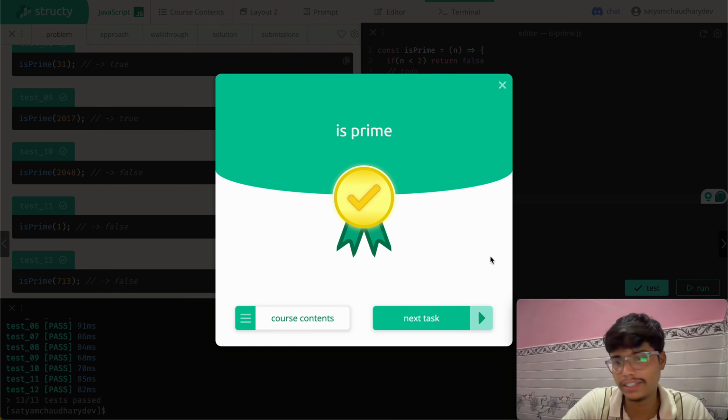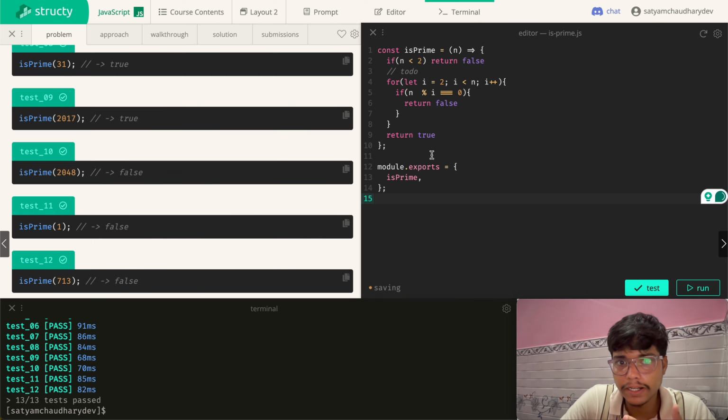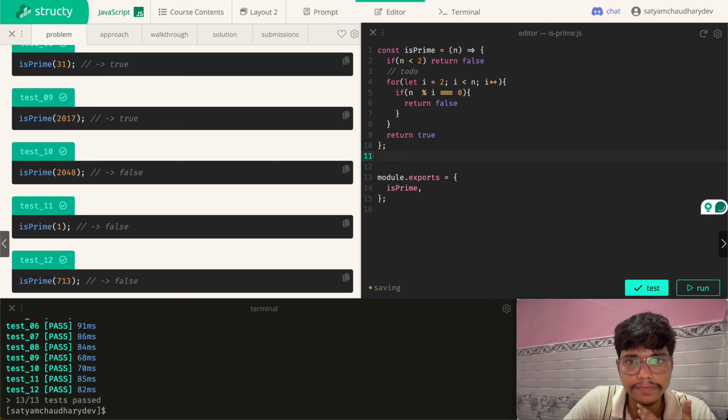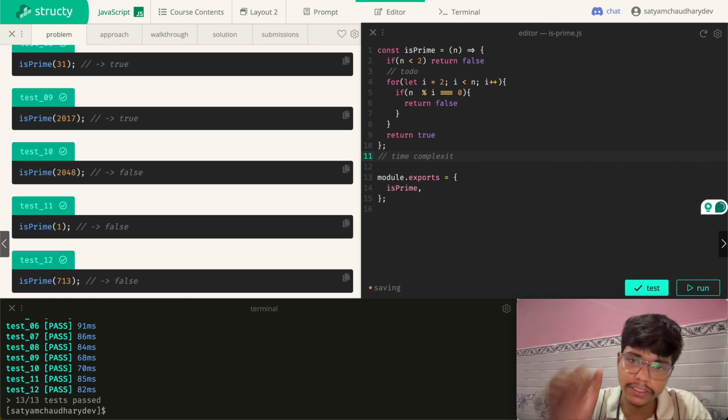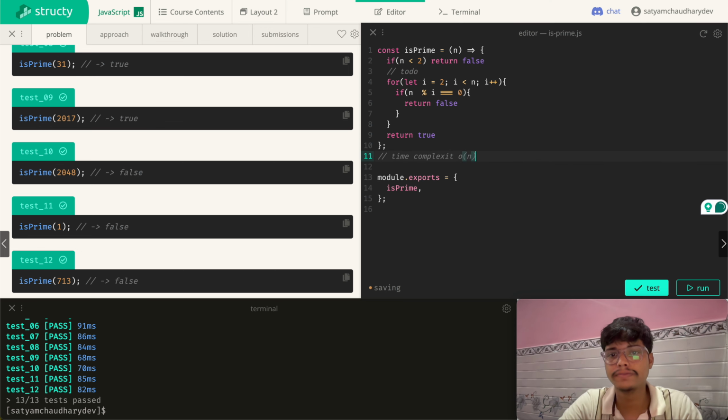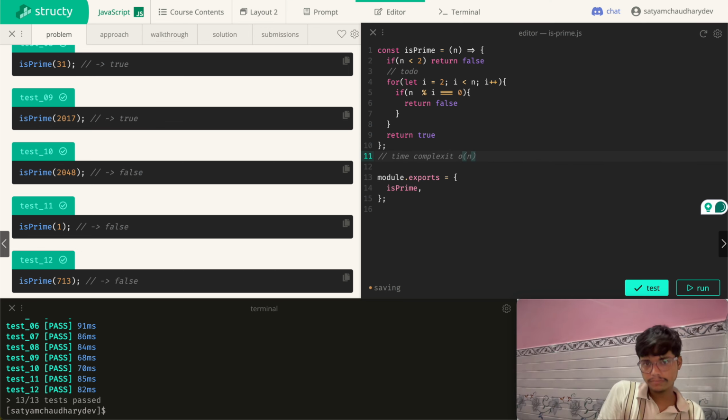Okay, I mean, we have solved this problem, but if we see the time complexity for a given n number, it would be O(n), right? So how can we optimize this algorithm?